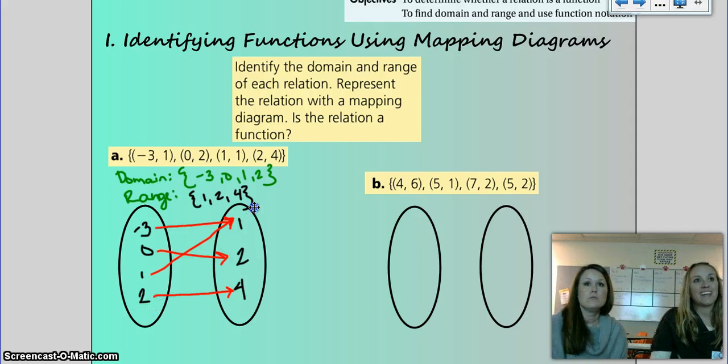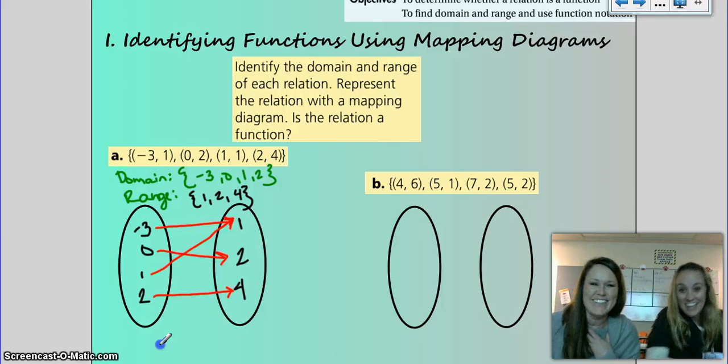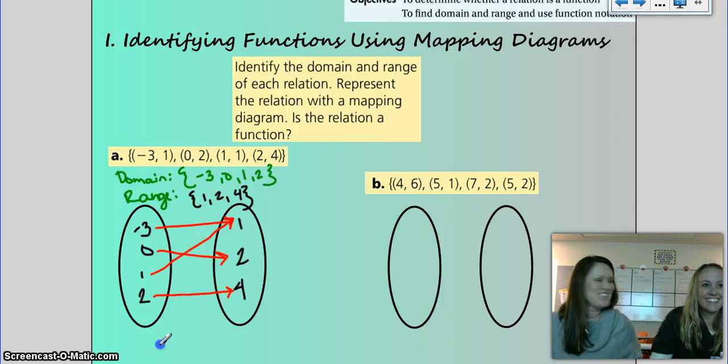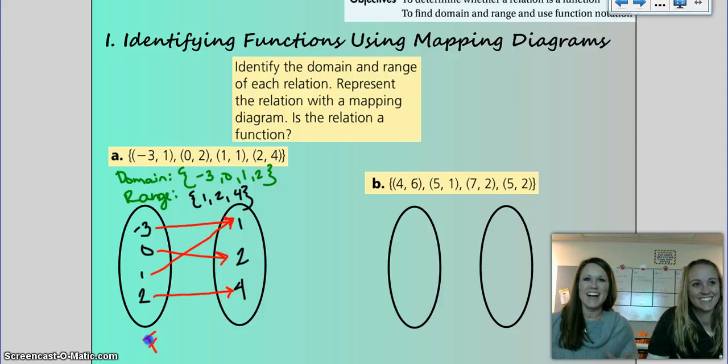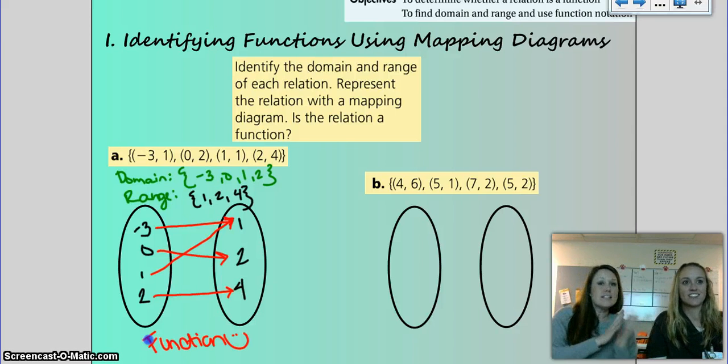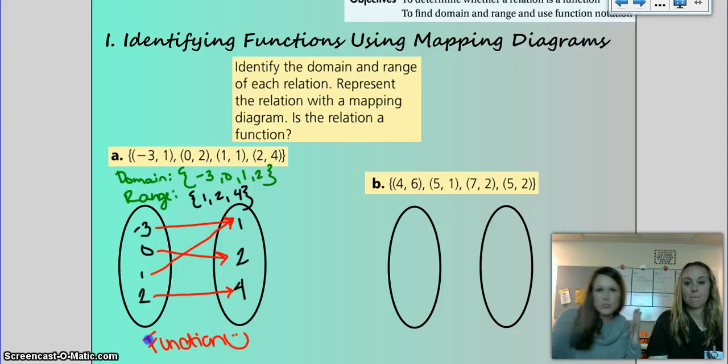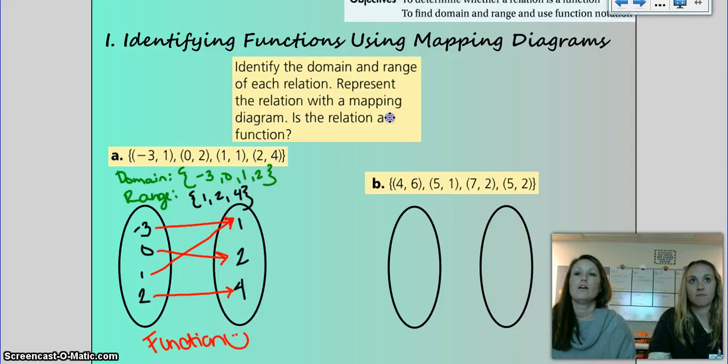Yes. Well, but 1 has 2 values here. It doesn't matter on the range. Oh yeah, you scared me. I was tricking you. So yes, this is a function. It doesn't matter if you draw arrows to multiple things on the right. It's only if you have multiple arrows coming out from your domain. You got it. Okay, next one.